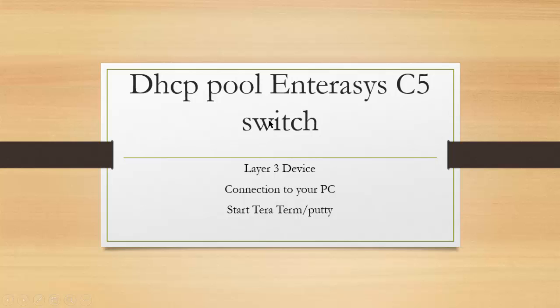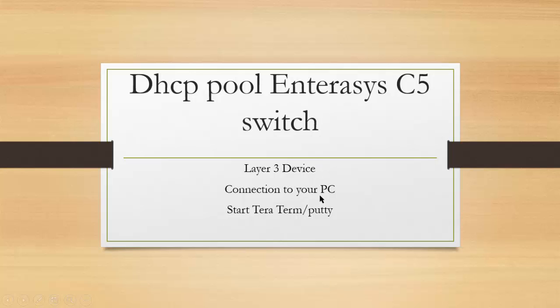Now I checked online and there's a lot of resources for Cisco configuration of DHCP pool, but very little, actually virtually none, of DHCP pool Enterasys C5 configuration. Now, a C5 is basically, as I say, a layer 3 device. It's a switch, essentially, but it has routing capabilities. That's why we're calling it a layer 3 device.